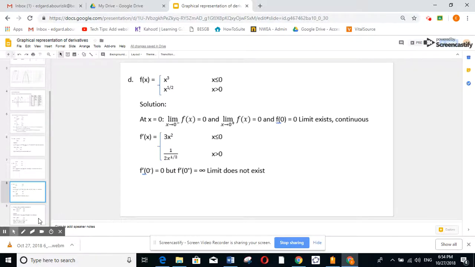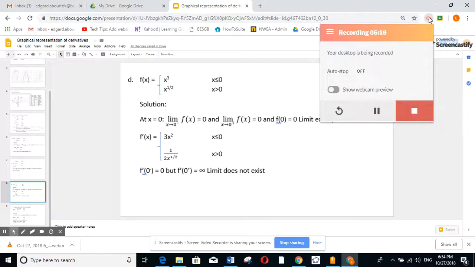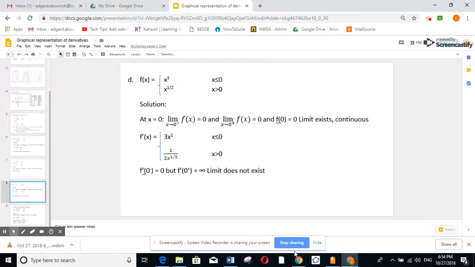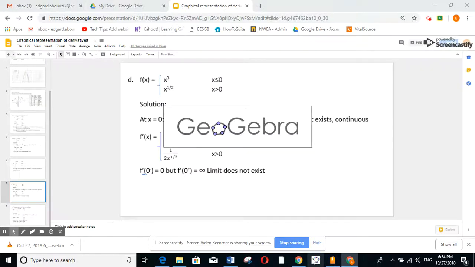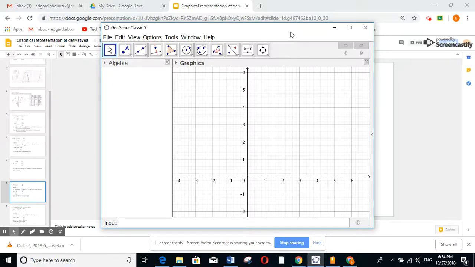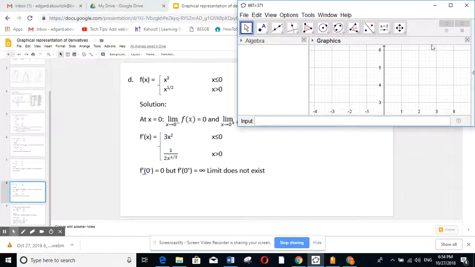Okay? You can check it on GeoGebra like we did the first one. Let me see if I have enough time to do it on GeoGebra. Yes, I have some time. So let us check on GeoGebra, because you all know I cannot give more than 10 minutes for each one.